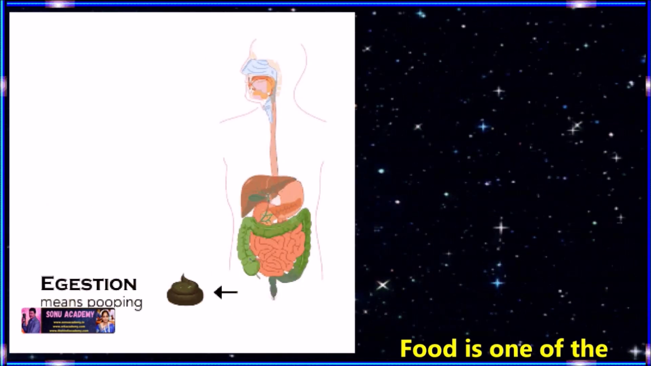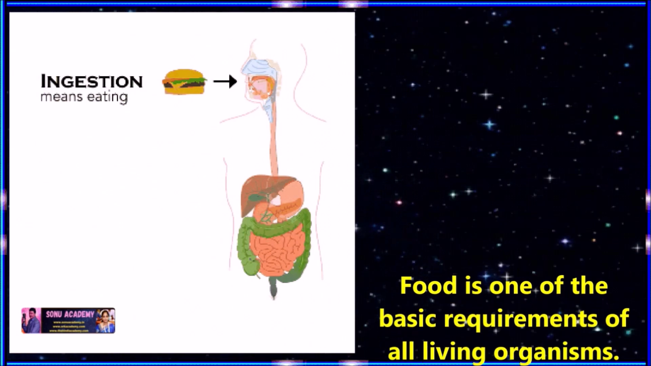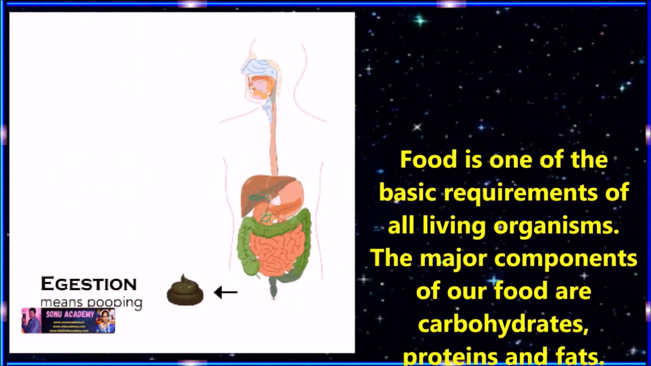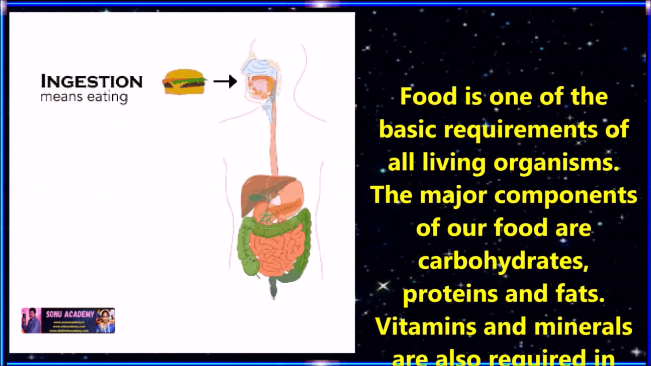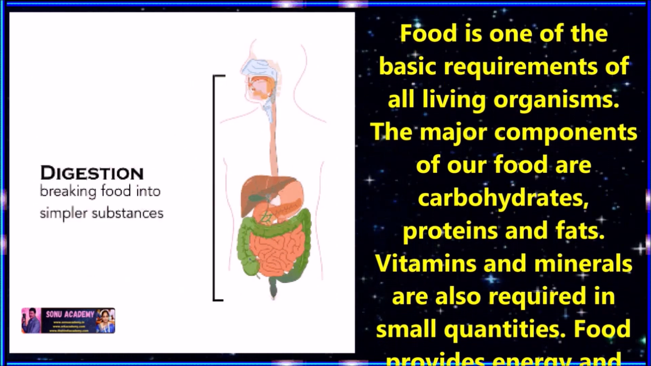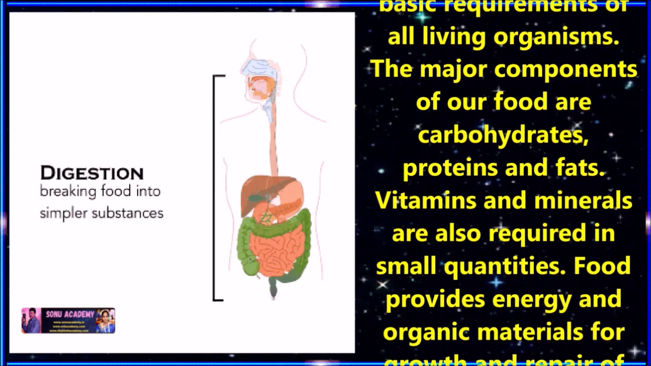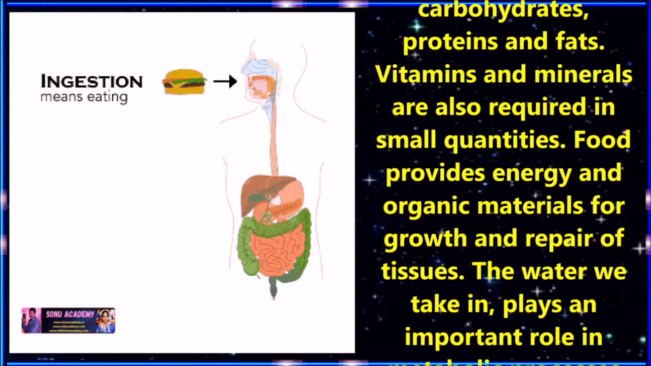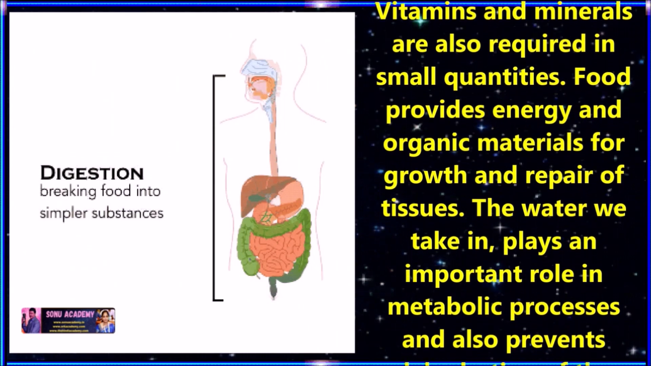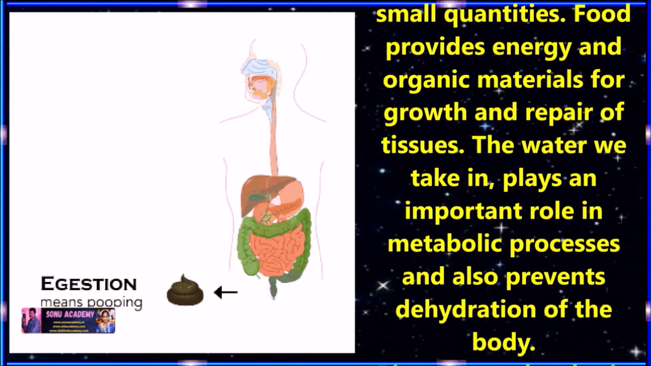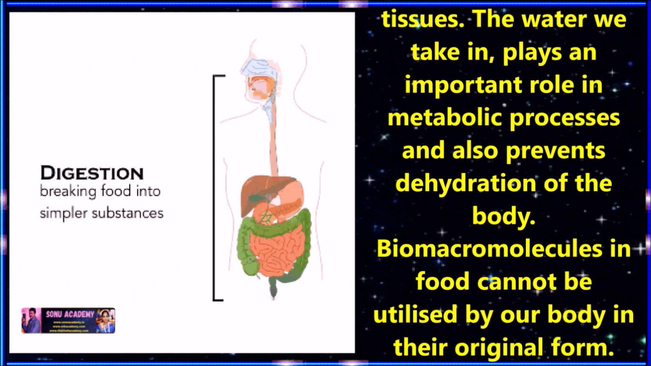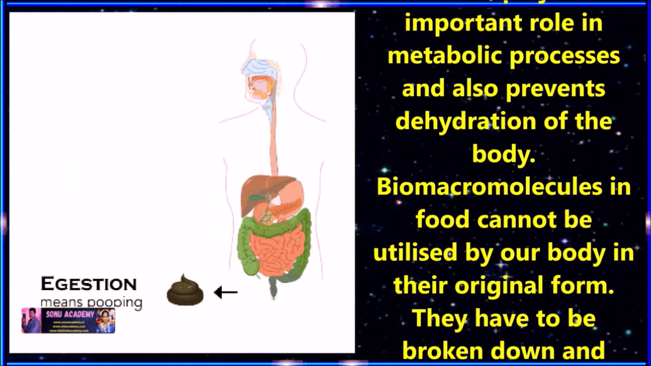Children, as we know, food is one of the basic requirements of all living organisms. The major components of our food are carbohydrates, proteins, and fats. Vitamins and minerals are also required in small quantities. Food provides energy and organic materials for growth and repair of our body tissues. The water we take in plays an important role in metabolic processes and also prevents dehydration of the body.